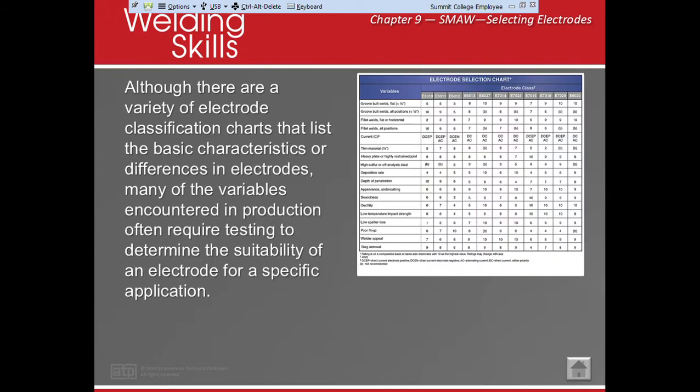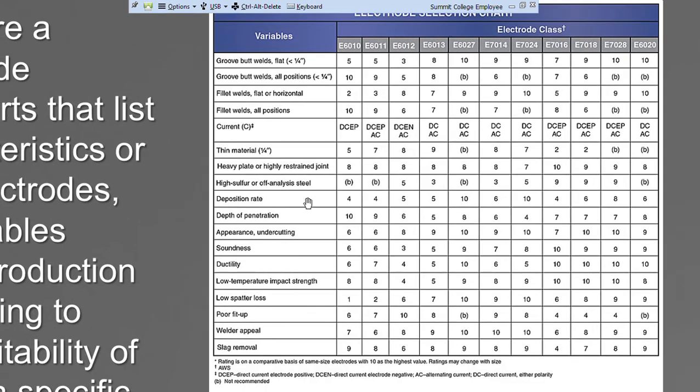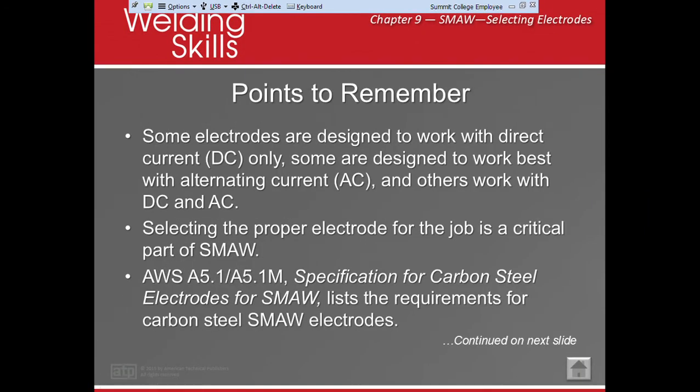We can also use an electrode selection chart like this one, and it helps us find the best electrode for some of the variables that we have. Some electrodes are designed to work with direct current only, some with AC, and others with AC and DC. We want to make sure that we select the correct electrode for what we're doing.